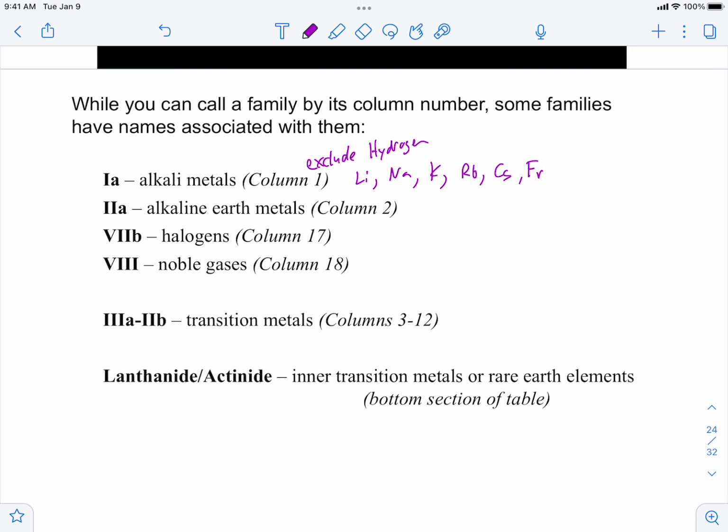The second column you need to know, they're called the alkaline earth metals. Notice the name is similar but not exactly. All right, alkaline earth metals. This is the second column. So here we're talking about beryllium, magnesium, calcium, strontium, barium, radium.